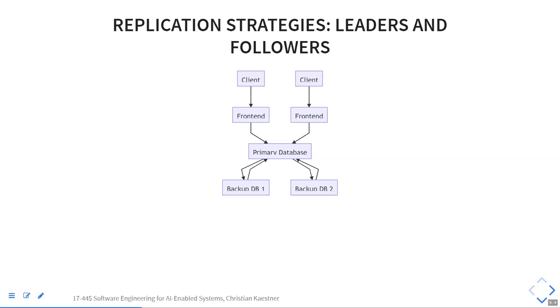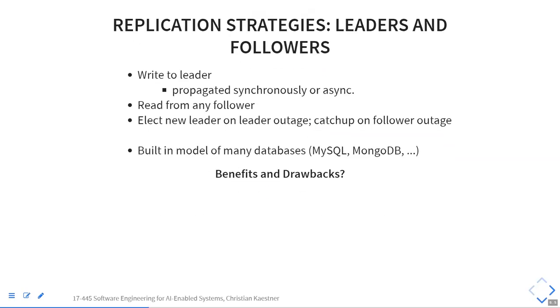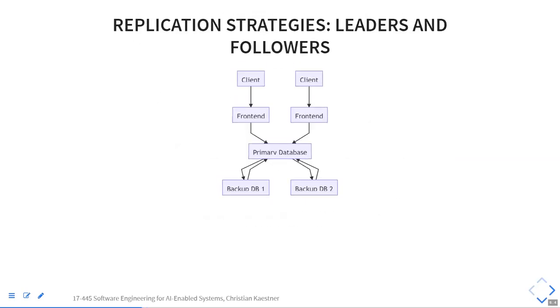So a common strategy is that you have one leader database that has a ground truth and then some replications, followers that get copies of that database. The advantage here is that you can always read from any database. The disadvantage is that you tend to write only to the leader database. Right. So somebody needs to decide if there are multiple competing writes, which one wins.